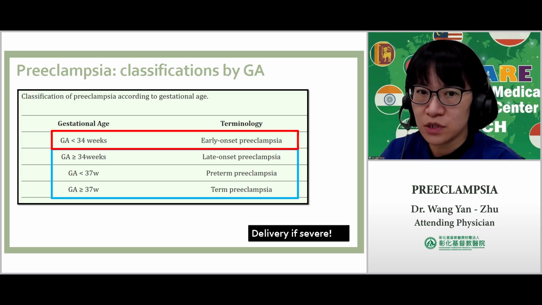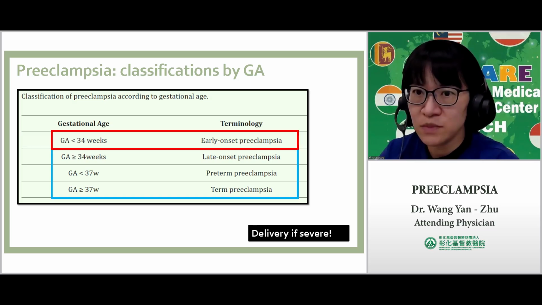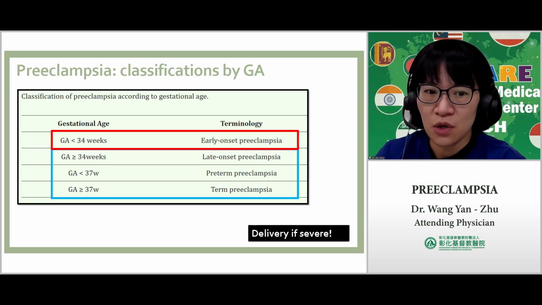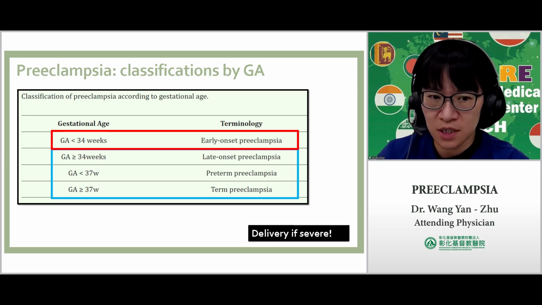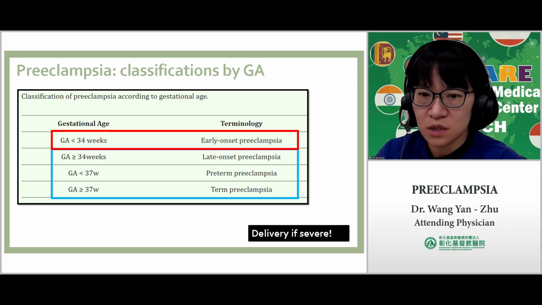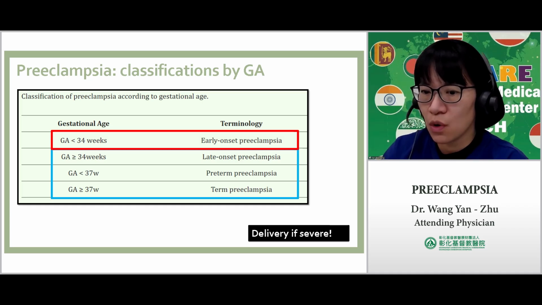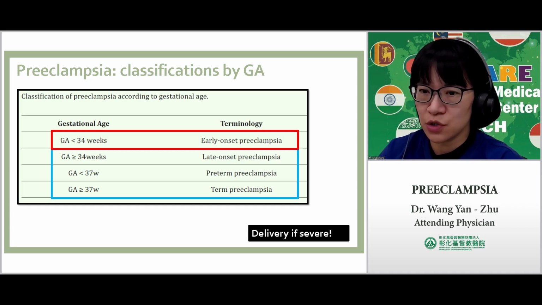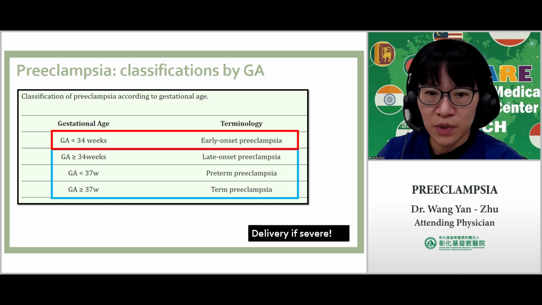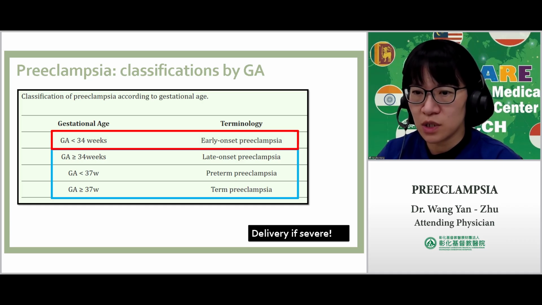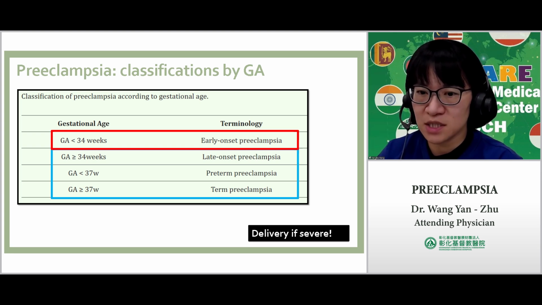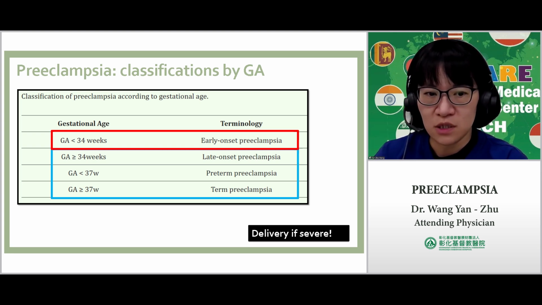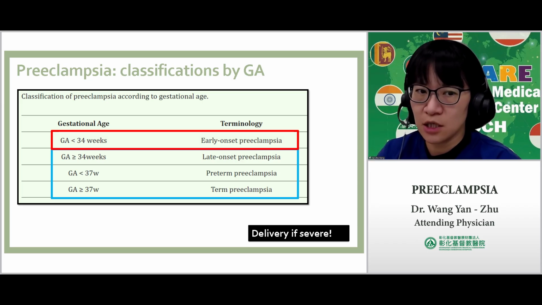Of course, we can classify them by gestational age. If a patient comes to your clinic or hospital with term preeclampsia, already over 37 weeks, then you don't need to worry, just deliver. There's no hesitation. But if it's very mild, only a little bit elevated blood pressure and she doesn't have any other discomfort, then we can consider the best timing for delivery. But if it's over 37 weeks, you don't need to hesitate too much.